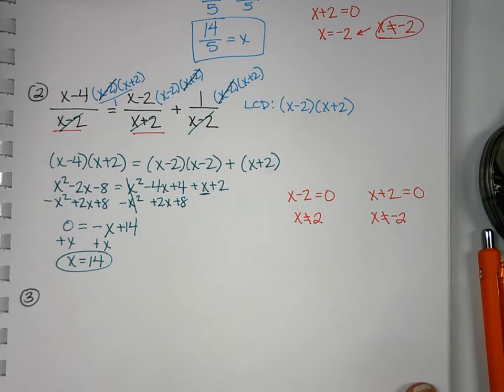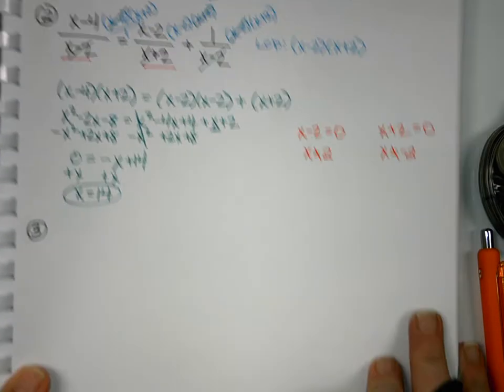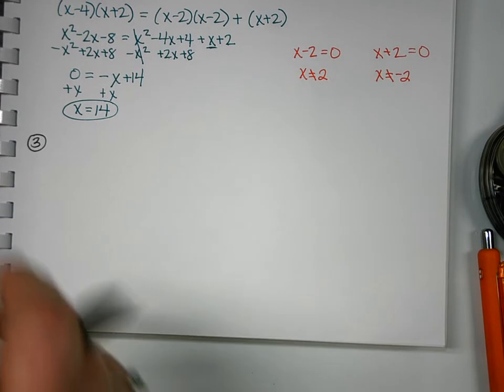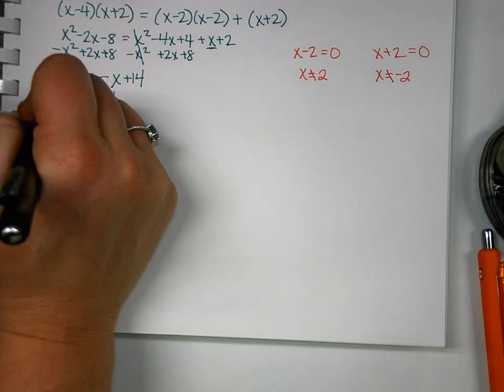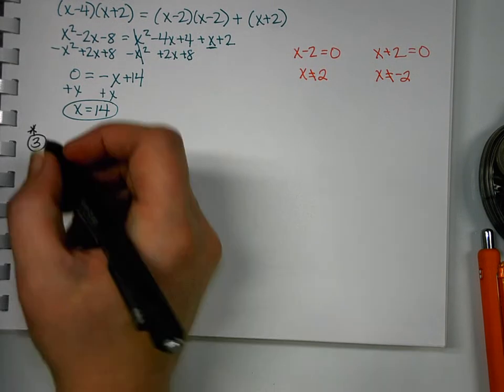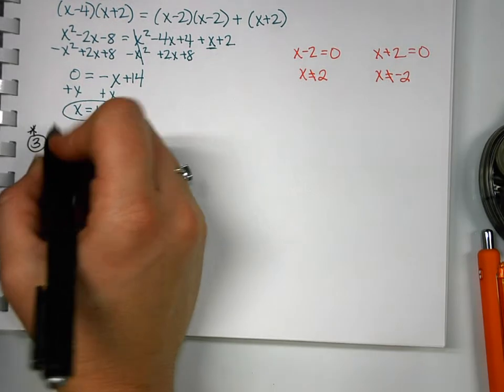Okay, so our third example, and I want you to put a star next to this one. The reason I want you to put a star next to it is because this question is one that I can guarantee will show up on a test or a quiz. Not this exact one, but this same exact type.